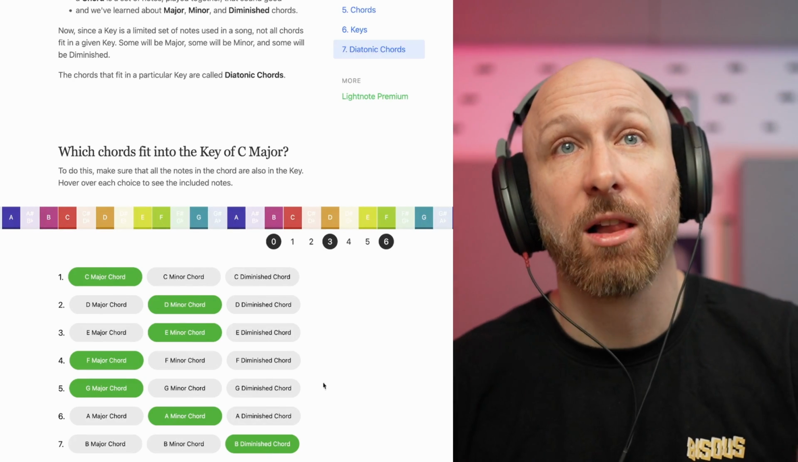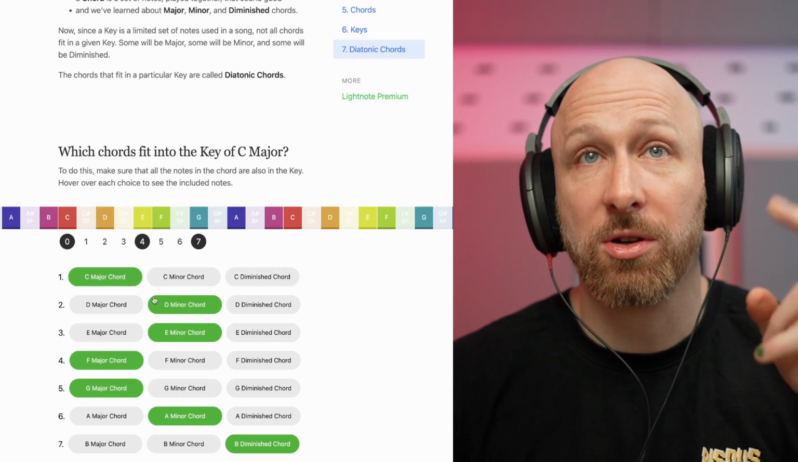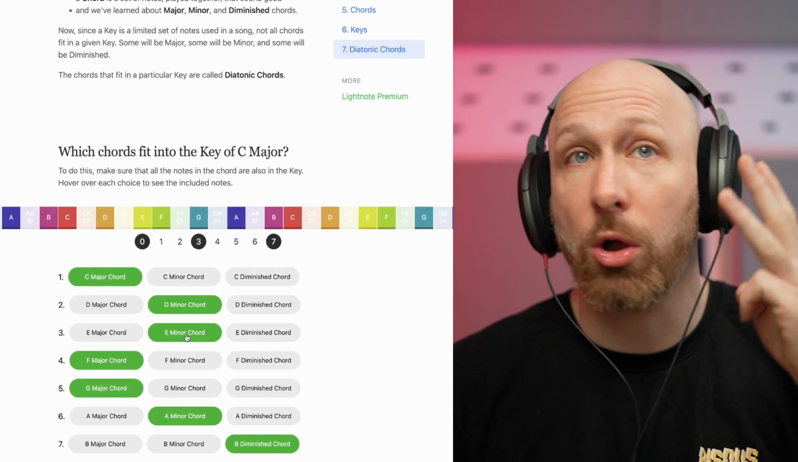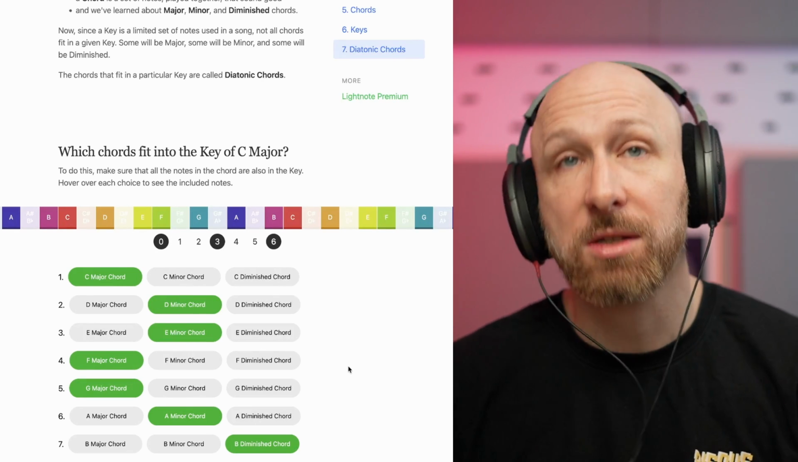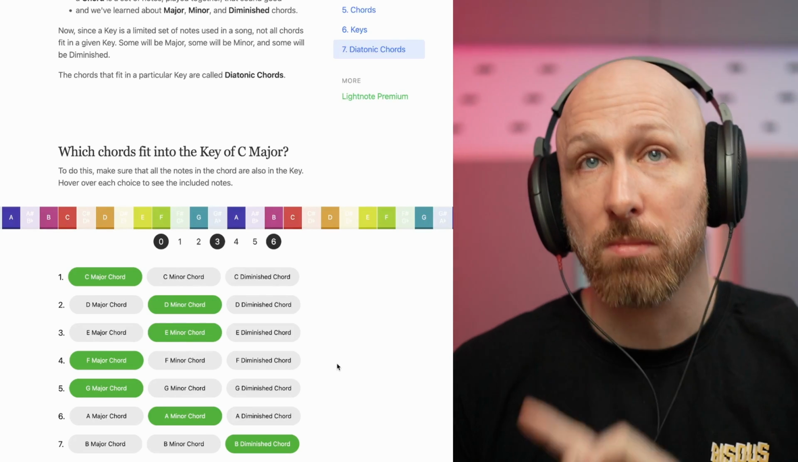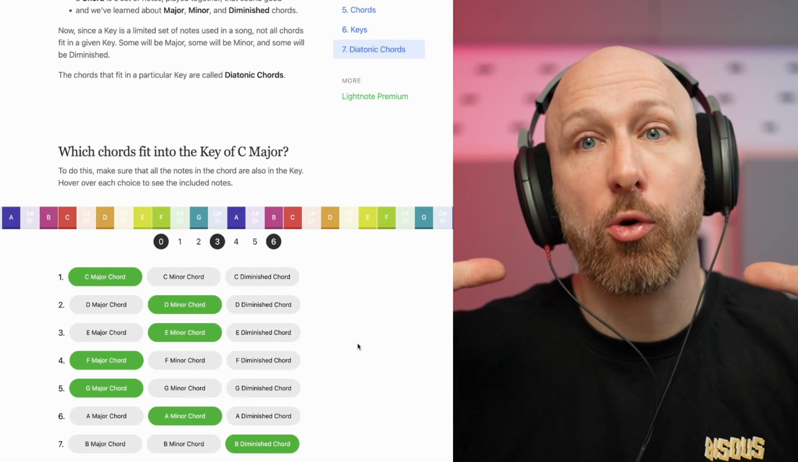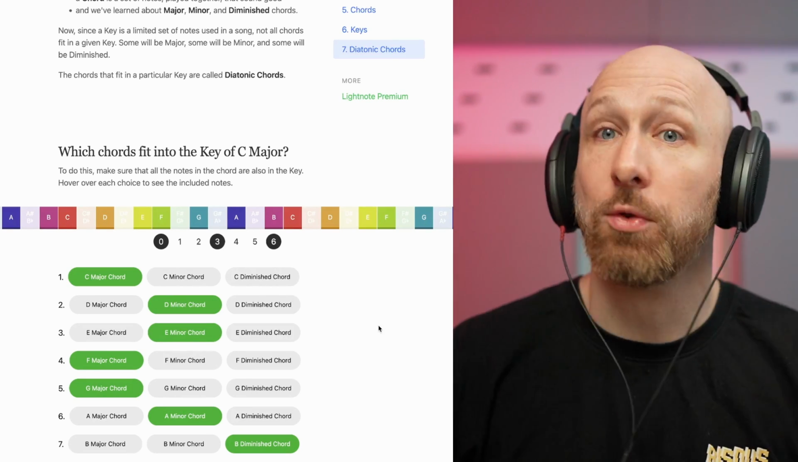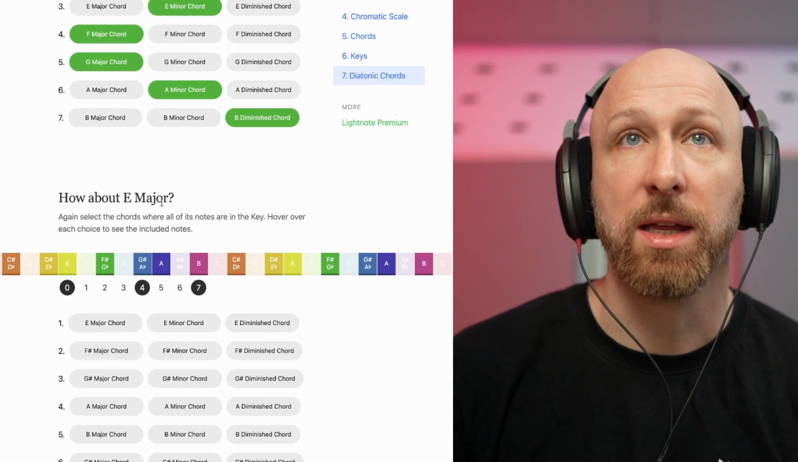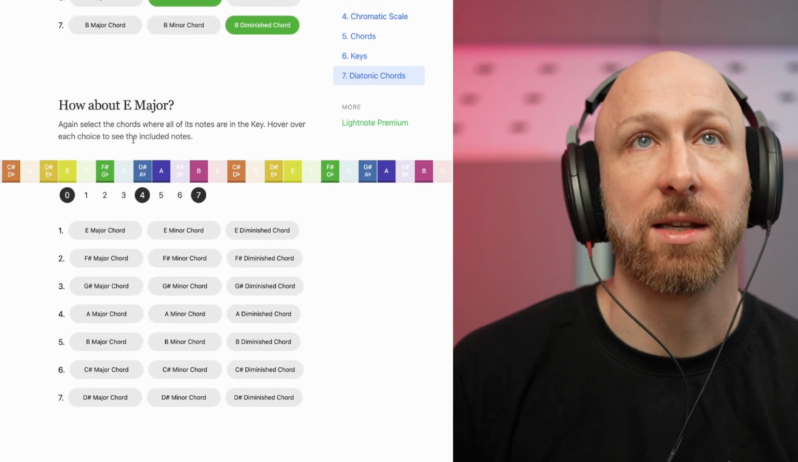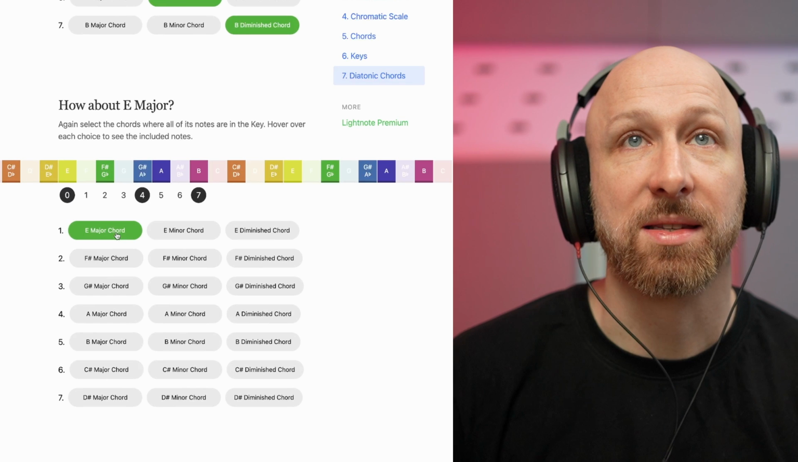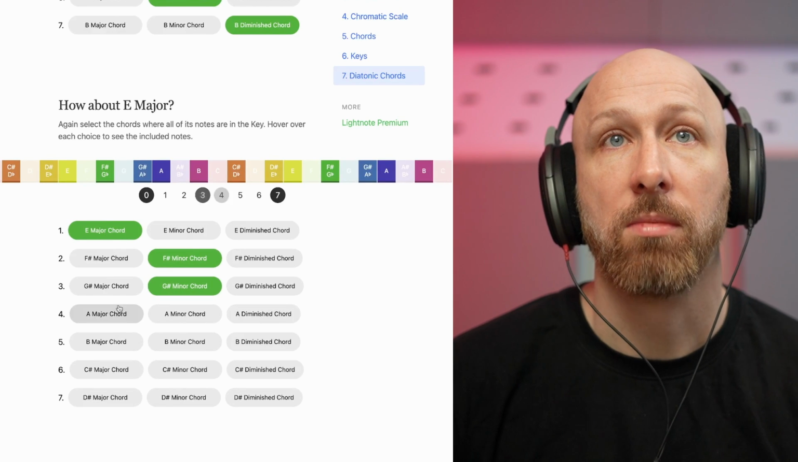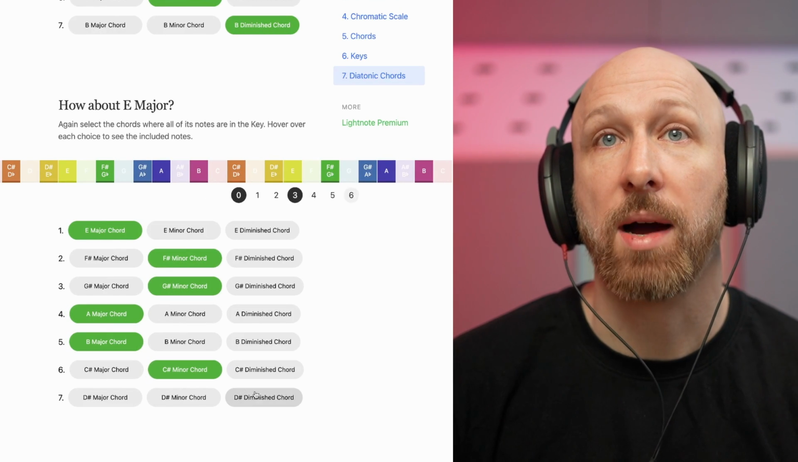In a major scale, the first one is always major, the second one is always minor, the third one's always minor, 4 is major, 5th is major, 6th is minor, and the 7th is diminished. This is like a universal starting point, like a little script, a little formula that you learn and internalize real quick. How about E major? They're gonna make me do the exercise again, right? In E major, we get the same: major, minor, minor, major, major, minor, diminished.